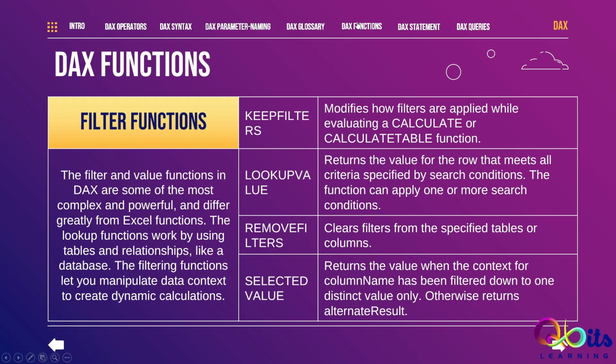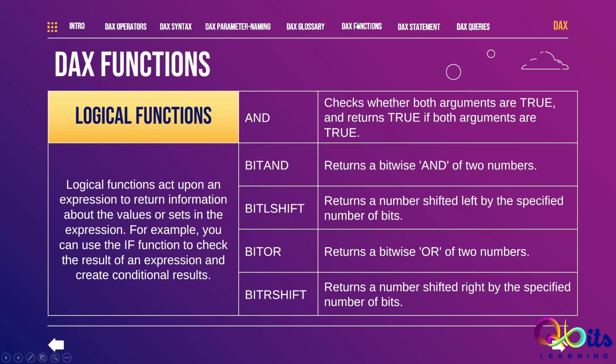Next we have logical functions. Logical functions act upon an expression to return information about the values or sets in the expression. For example, we are giving two arguments and we want to get the output only if both the conditions are true. Then there we'll use AND function. And when only one of the conditions should be true or both of the conditions can be true, then we can use OR function. We'll use all the functions one by one by creating measures.